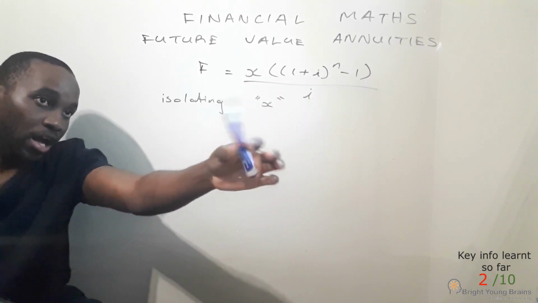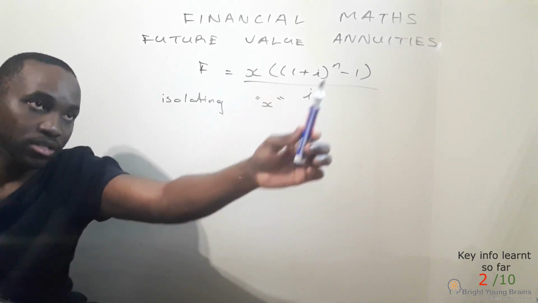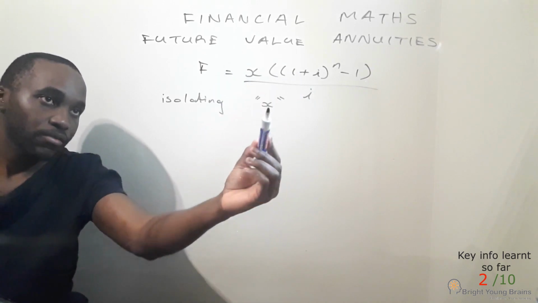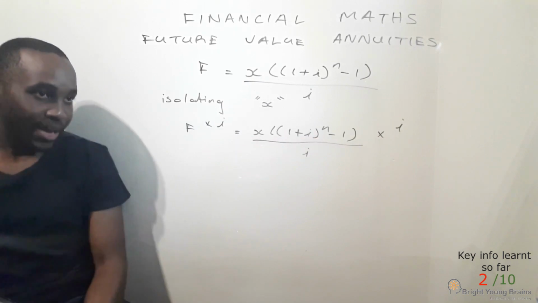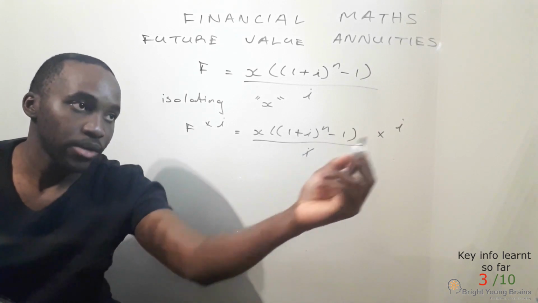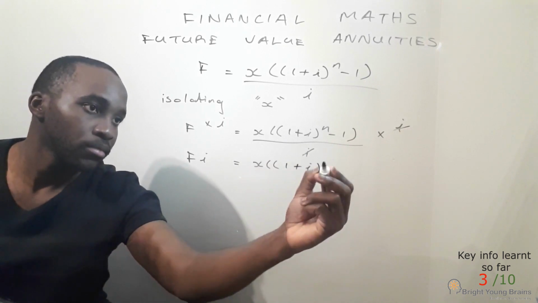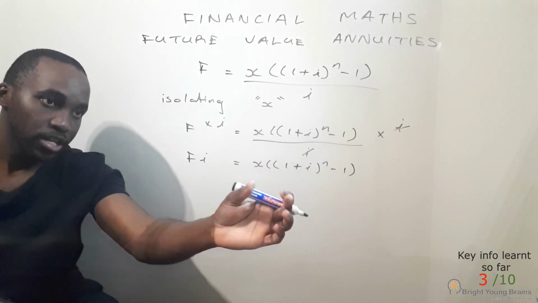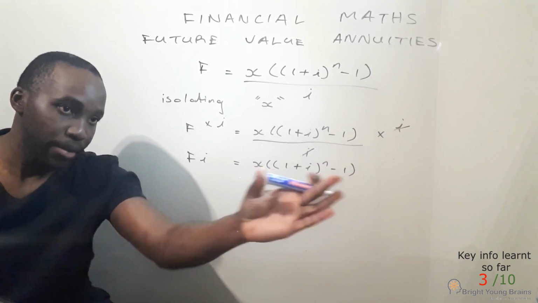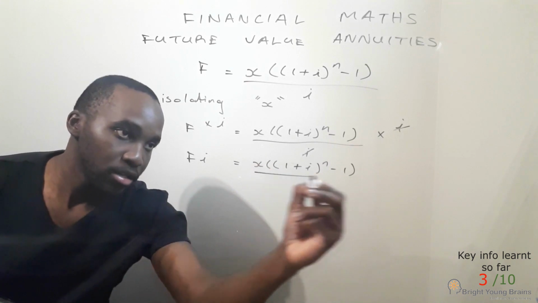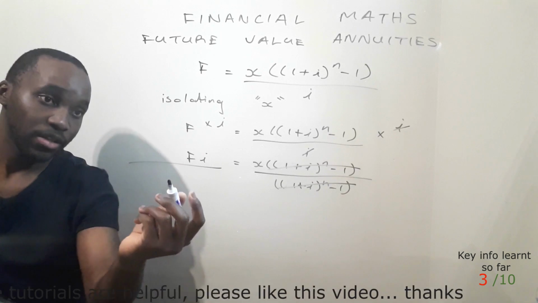With isolating X, we know that it is basic algebra. If you had to make X the subject of the formula here, we know that the first thing you would do is that you would multiply by I on both sides. As in, this I will cancel out there, and then here you'll have Fi is equal to that. Now, obviously at this point, to get X on its own, you're just going to divide by this entire bracket on both sides. Meaning on the right hand side, you're going to divide by that. On the left, you divide by the same value.